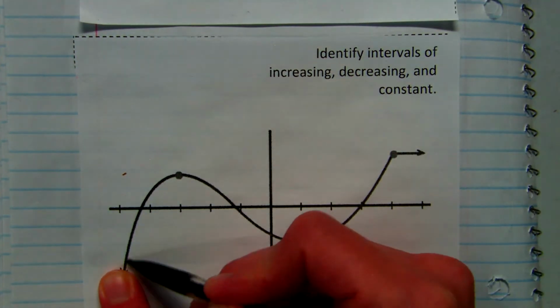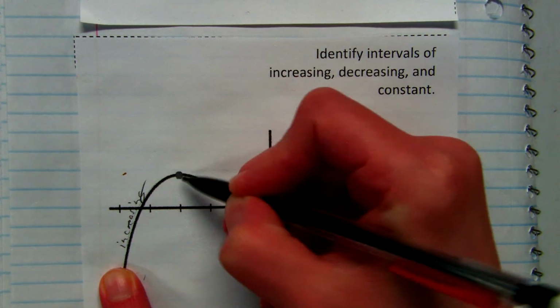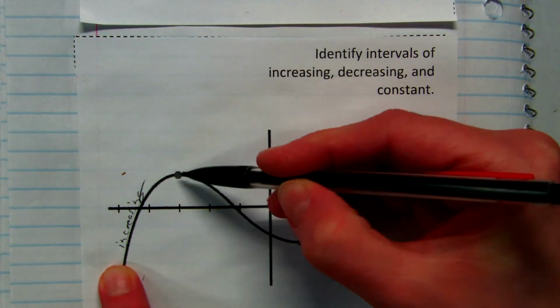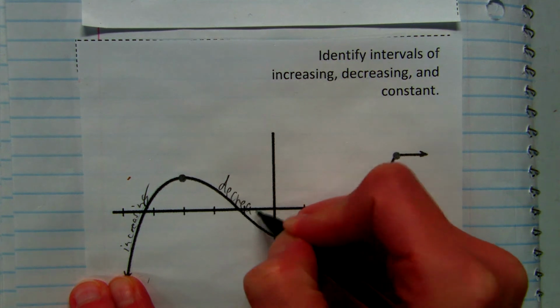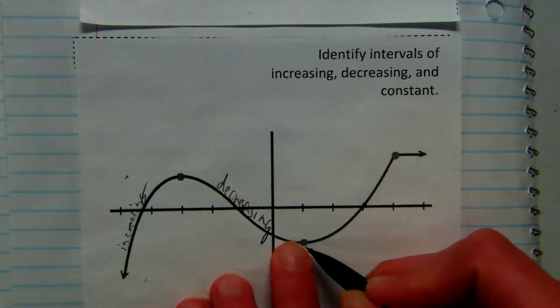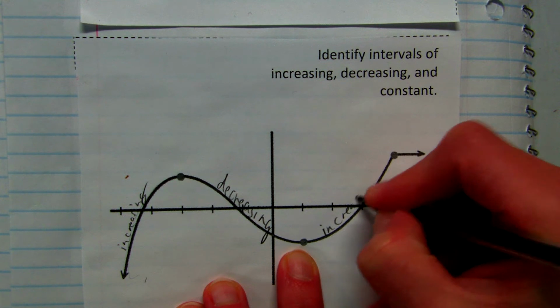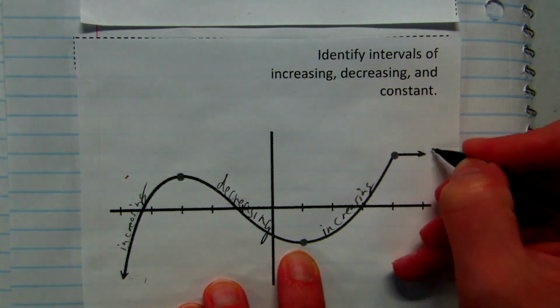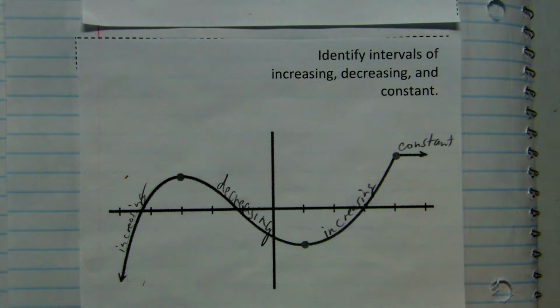So from left to right, this part is going up, so I would call that increasing up to this point. Then from here to here, it's going down, so that is decreasing. And then from here to here, it's going up again, so that's increasing. And then this last little bit that's horizontal would be constant. So just getting the idea of what we're talking about.